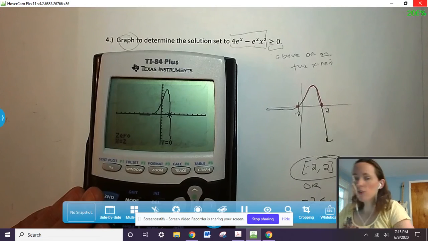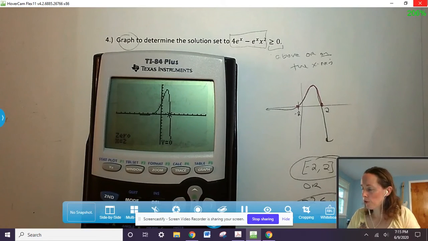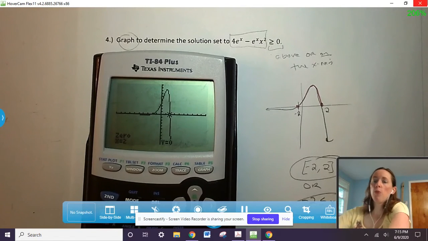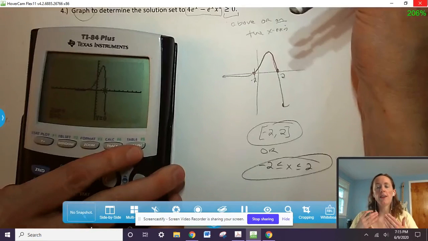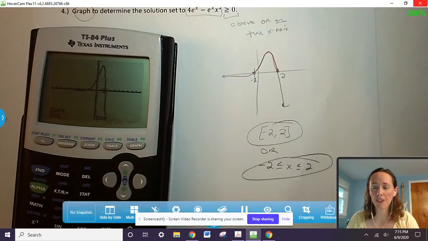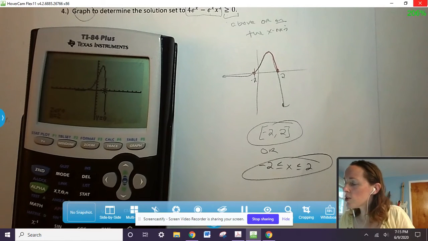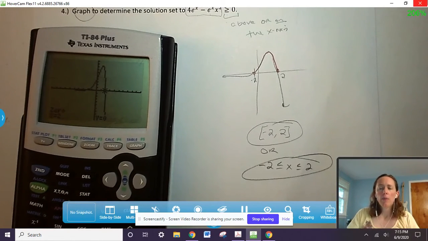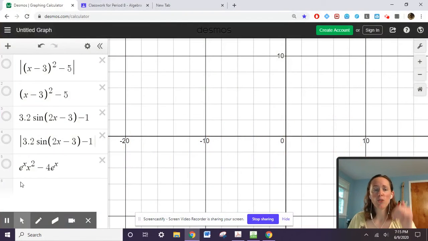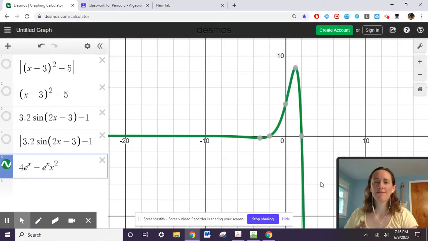You can give your answer as an inequality instead if you prefer. And you do have to be familiar with both of those representations next year, the interval notation and the inequalities. Okay, so that's the solution to that problem. I want to show you the graph on Desmos real quick for anyone who didn't believe me that that actually goes below the x-axis and stays down there. Okay, so here's that graph in Desmos.